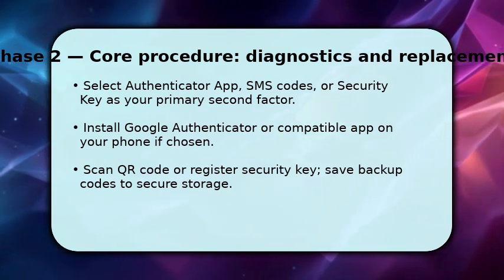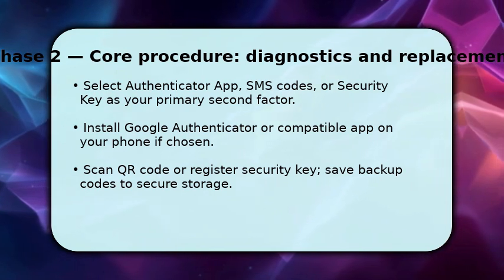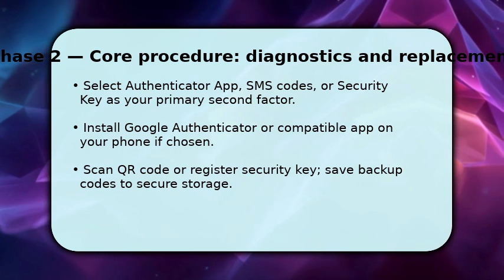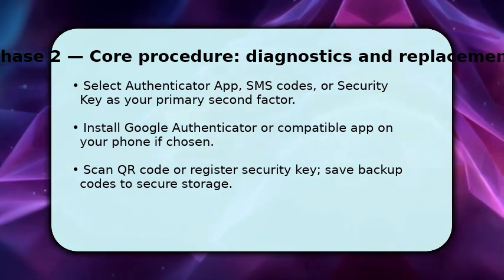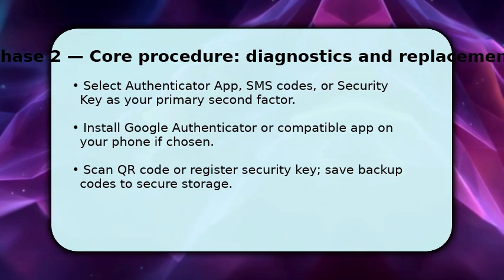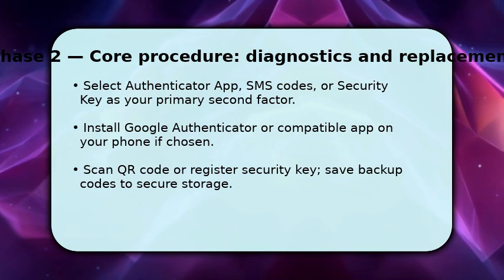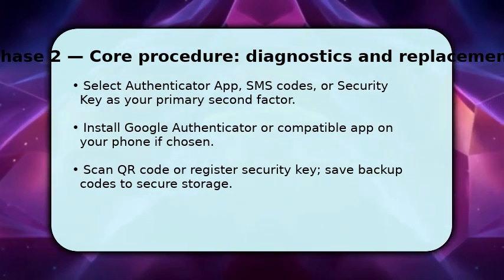Authenticator app for offline codes, SMS for convenience, or a physical security key for maximum protection. If you pick an app, install Google Authenticator, open it, and scan the on-screen QR code. This links your device to the account. If you choose a security key, follow the prompts to register it. Make sure to generate and securely store backup codes after setup. These save you if a device is lost.